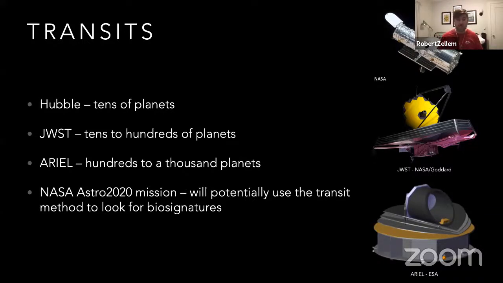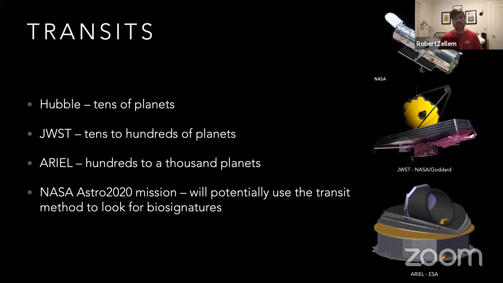The James Webb Space Telescope, which will be hopefully launching in the next few months or so, an absolutely massive telescope, will be using the transit method to look at tens or hundreds of planets. The Ariel mission, which is a European Space Agency mission, is actually a dedicated mission that'll be looking at the atmospheres of hundreds to thousands of exoplanets. And we totally expect the transit method to continue to be used in the future.